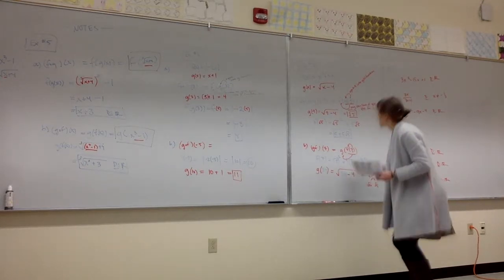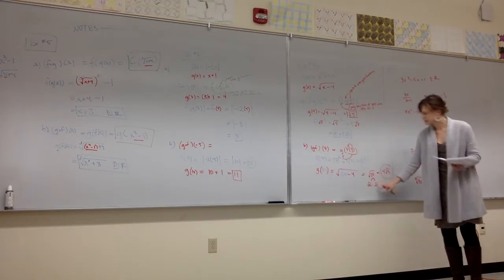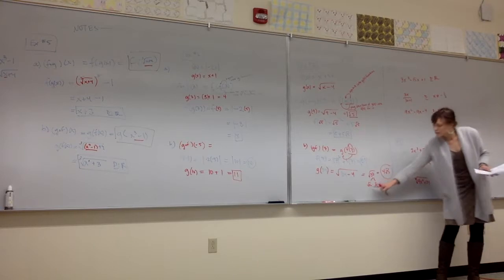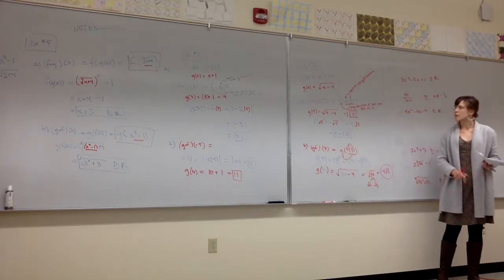84 minus 4, sorry, I wrote x. 84 minus 4 would become the square root of 80, which I can simplify into radical 16 times radical 5, which becomes 4 radical 5. The square root of 16 is 4, and radical 5 I can't simplify any further.